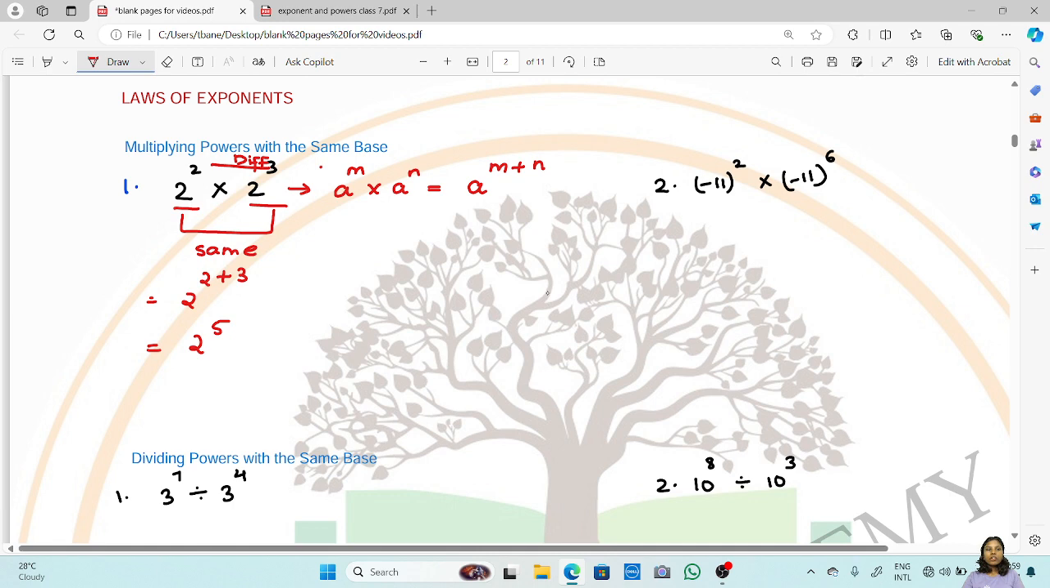So when we are doing multiplication of powers with the same base, we have to remember that the base we write as common only once, and the two exponent powers that are there, we add them together. Let's look at this one here. So here also our bases are same and exponents are different. So we'll write minus 11, and then 2 plus 6. So the answer here will be minus 11 raised to plus 8. Okay. So that was about multiplying powers with same base.